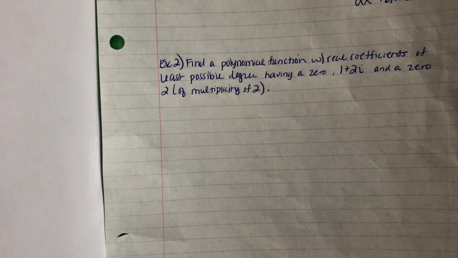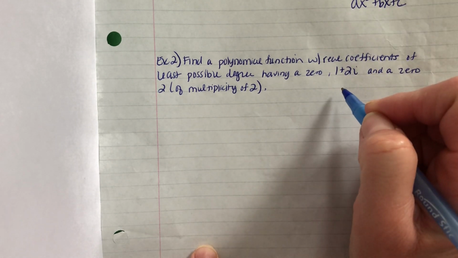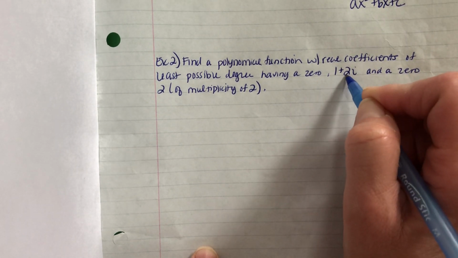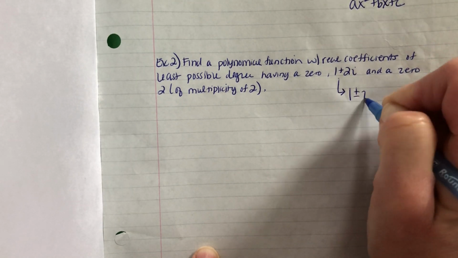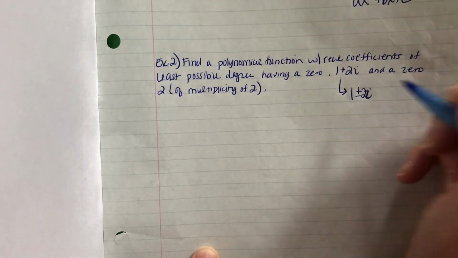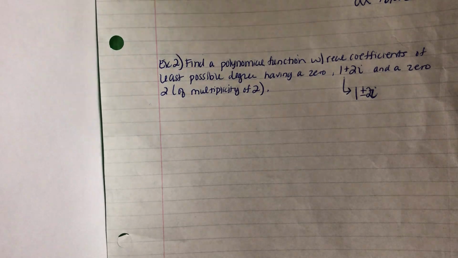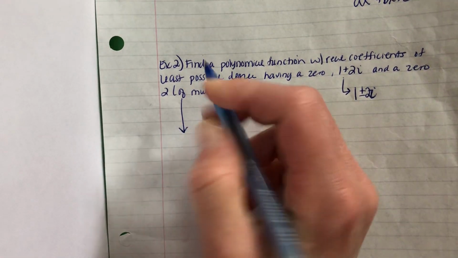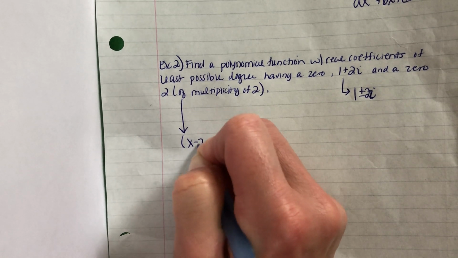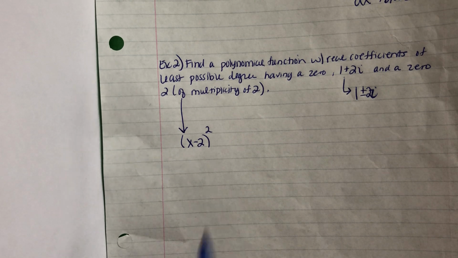So we're going to do the same thing. Here we're told that we have a 0 of 1 plus 2i, so by the conjugate roots theorem, we know that it's really 1 plus or minus 2i, okay? And we have a 0 of 2 with multiplicity 2. So once again, let's start with the easiest one first, the root of 2. That one would just be x minus 2 if the multiplicity is 2. We'll make it a square just like that.